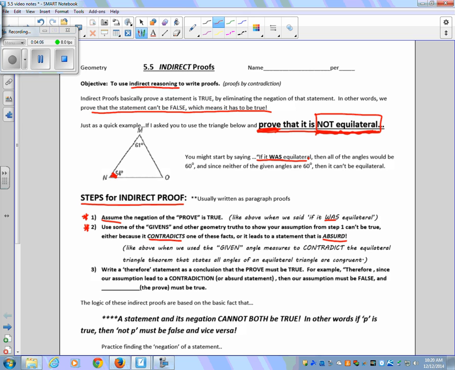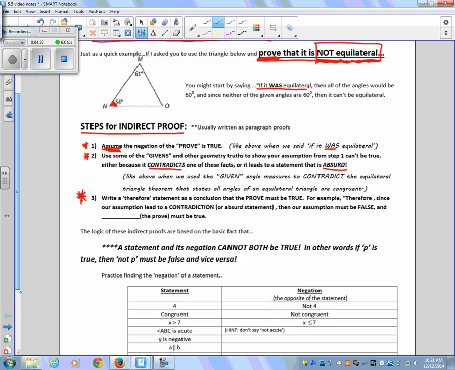Therefore, this is step 3 now, we've eliminated the possibility that it is equilateral and therefore have proven that it's not equilateral. So your last step is to write a therefore statement. Therefore, since our assumption was from step 1, the opposite of the proof, since our assumption led to a contradiction, then our proof must be true.